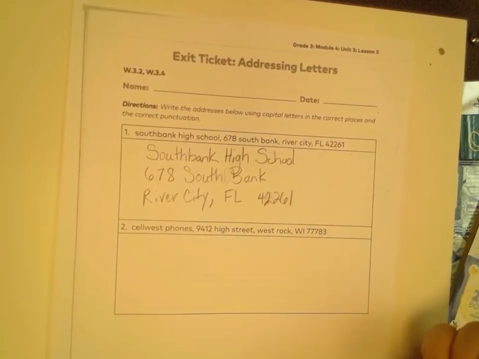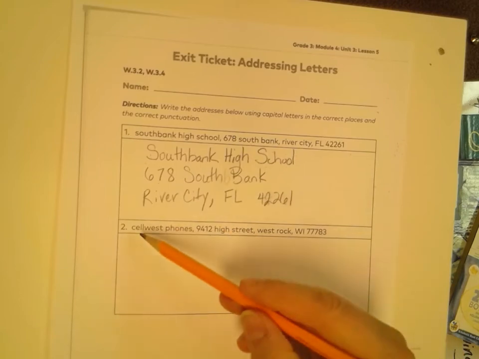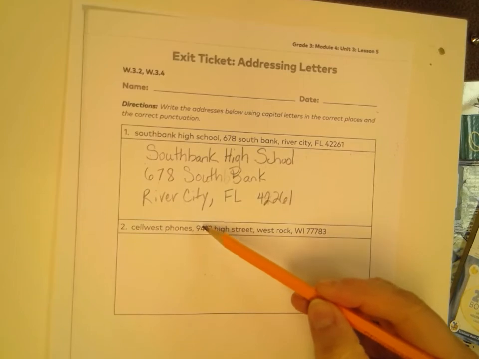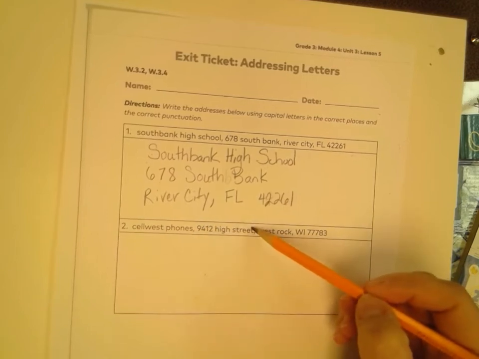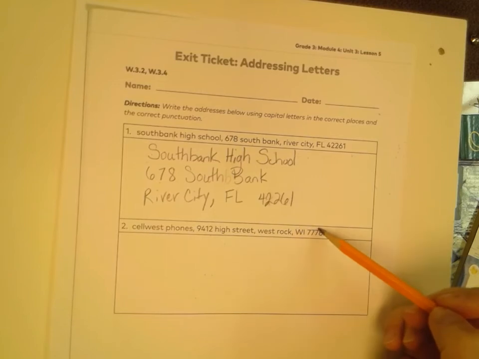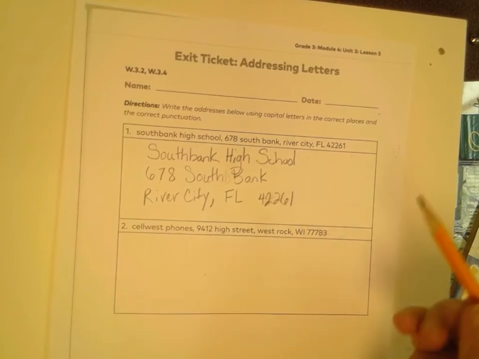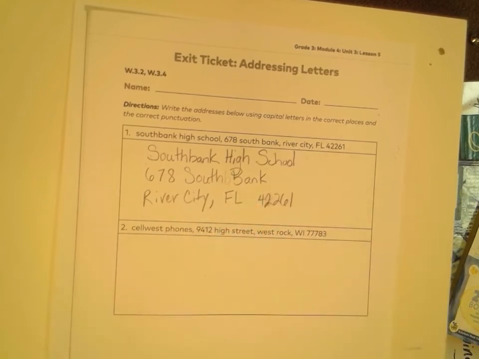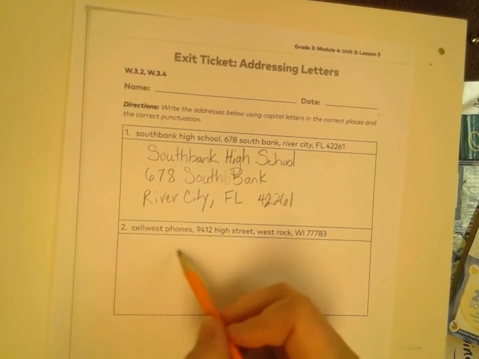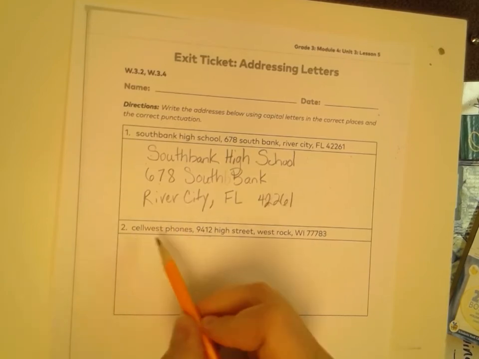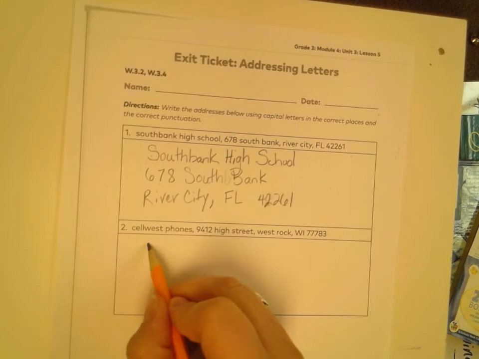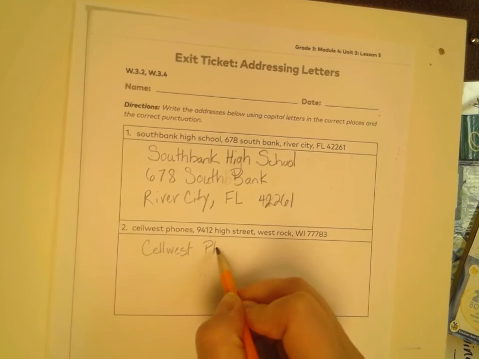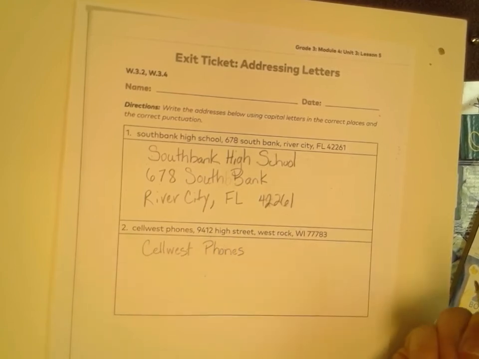Let's see if we can do the next one. So Cell West Phones, comma, and then the rest, 9412 High Street, comma, West Rock, comma, Wisconsin, and then the zip code. All right, so who is this envelope going to? I'm probably sending it to a cell phone company. So we always capitalize the proper names. So the company is Cell West Phones, and that's the end of the first line.